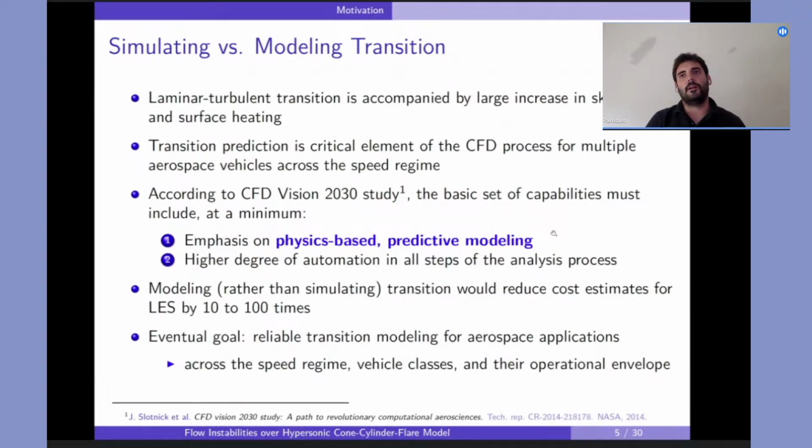It says that the basic set of capabilities must include at a minimum the emphasis on physics-based predictive modeling, and also a higher degree of automation in all the steps of the analysis process. And we know that modeling, instead of simulating transition, will reduce the cost estimates for LES by 10, 100, or even 1,000 times, actually. And the eventual goal is to have a reliable transition modeling for aerospace applications across the speed regime, vehicle classes, and the operational envelope.